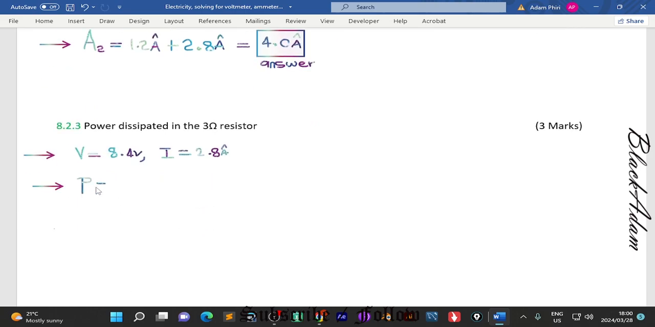And then power is current multiplied by voltage. So it's 8.4 multiplied by 2.8. Our current there is 2.8, the voltage is 8.4, so that gives us 23.52. That's the answer.